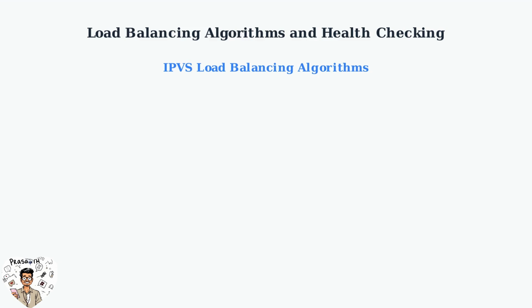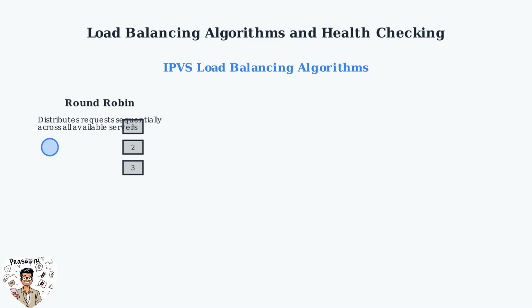These algorithms significantly improve performance and resource utilization. Round-robin algorithm distributes requests in a circular order. Each new request goes to the next server in sequence, ensuring equal distribution when all servers have similar capacity.